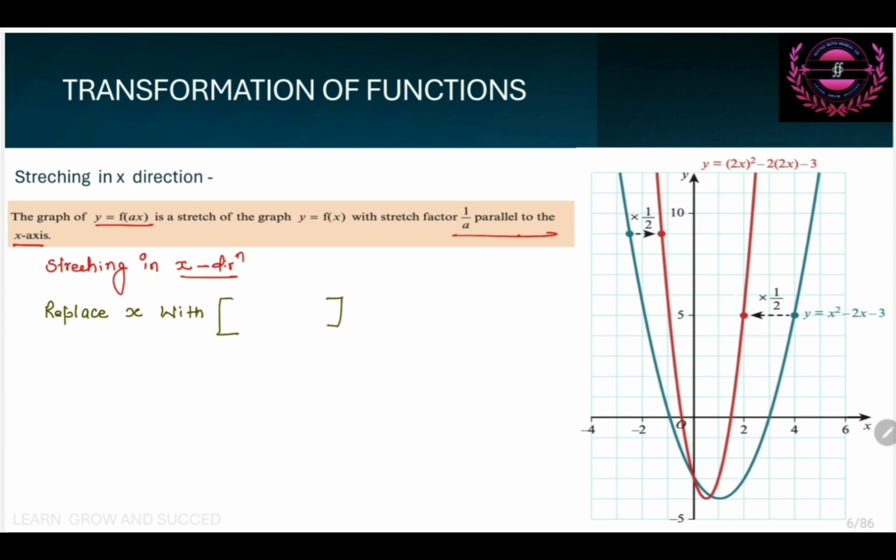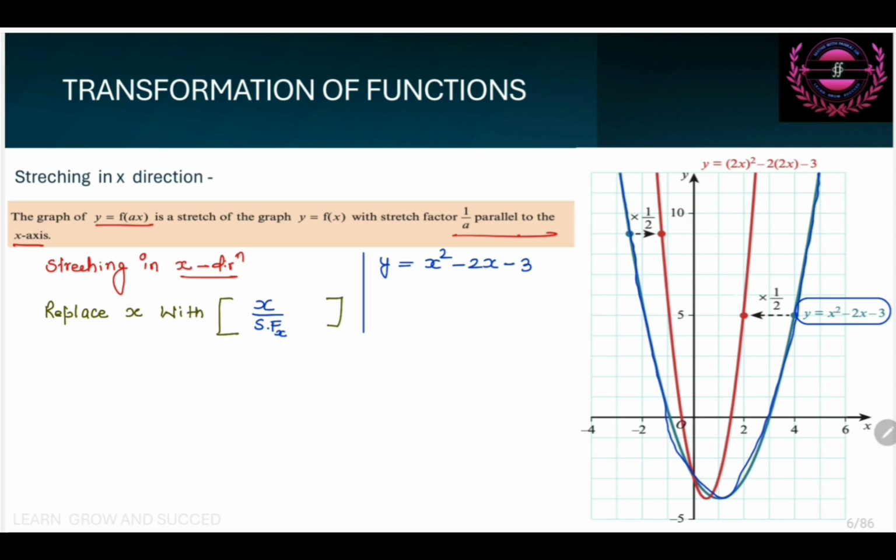I will replace x with x upon stretch factor in the original equation. See, in this question, the original equation given to us is y equals x square minus 2x minus 3. So this is the original equation which is given to us.